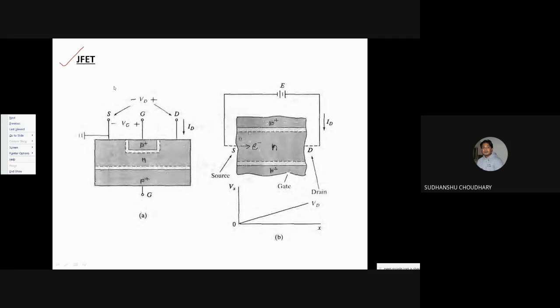Now, all transistors have, not all. Let us say this one only.